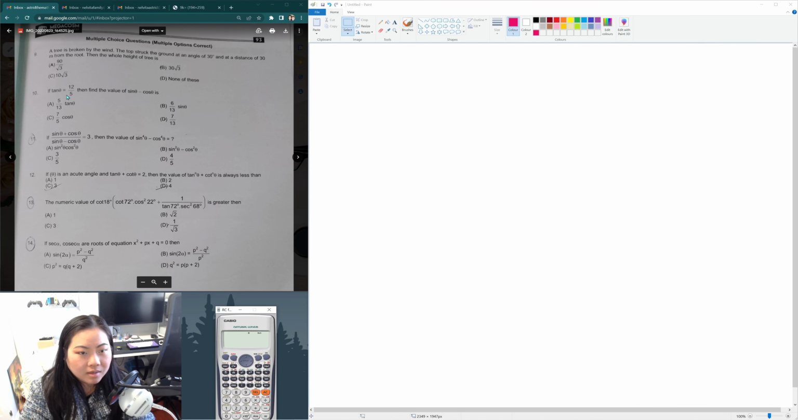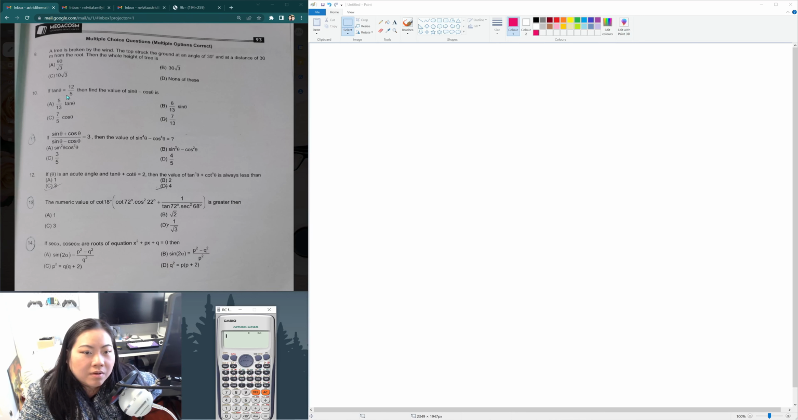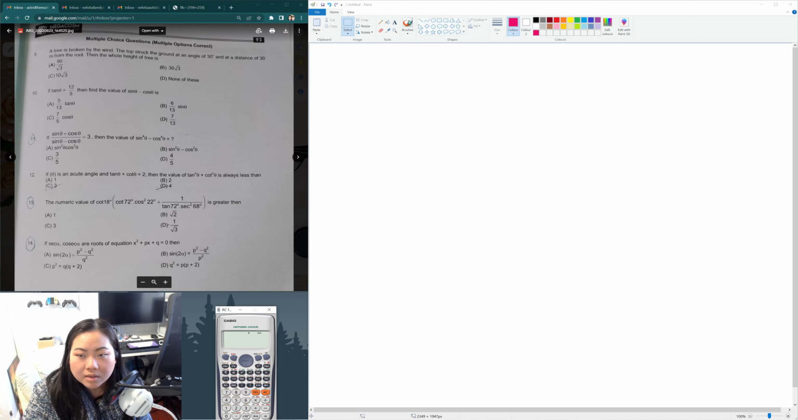Question 10. If tan theta is 12 on 5, find the value of sine theta minus cos theta. So this again is just draw a triangle and make sure you get it right. So tan is opposite. Oh, the theta probably would be here then because it's quite large for the opposite side compared to the adjacent. Opposite 12 over adjacent, which is 5. Now that looks better. This is 12, that's 5.